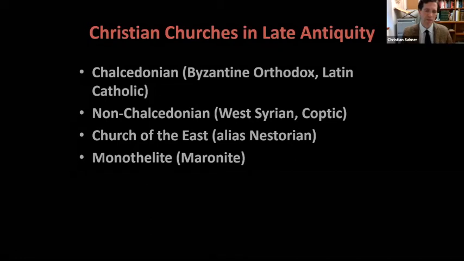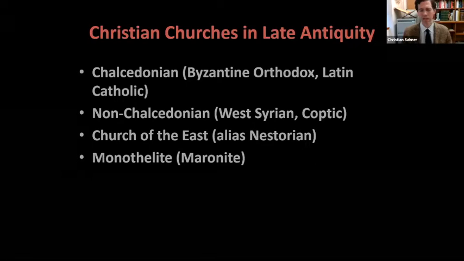Now, along with the Chalcedonian churches, we have Christian communities who rejected the edicts of the council, and these communities are broadly known as non-Chalcedonian. There are a number of communities that dissented from the council. The most important of these were the West Syrians, who come to be known as the Syrian Orthodox, as well as the Copts in Egypt.